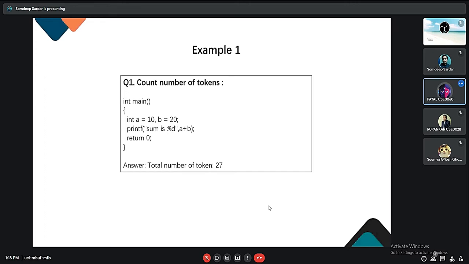Now, int is 1 token and main is 1 token, and the two brackets are 2 tokens. Now, int is also a token, a is also a token, equals to is also an operator, which is also a token. Then there is 10, comma, which is also a token, b equals to 20, these are all tokens, and semicolon is also a token. So if we count, the total number of tokens comes to 27. Now, I would like to invite my teammate to continue with the same.